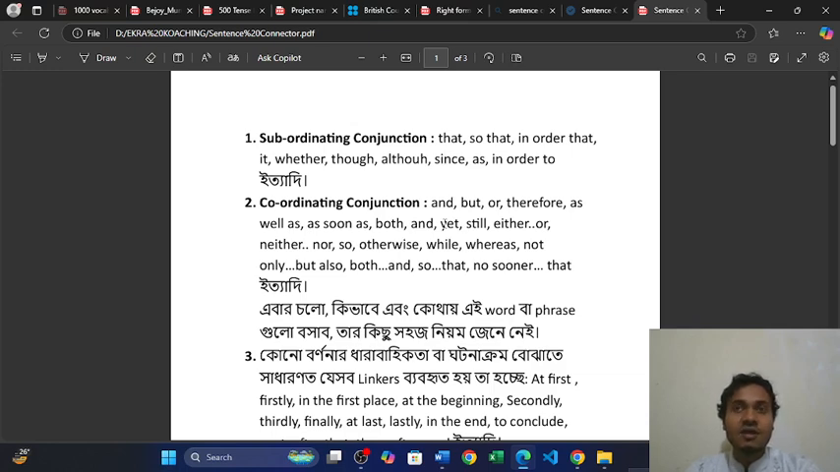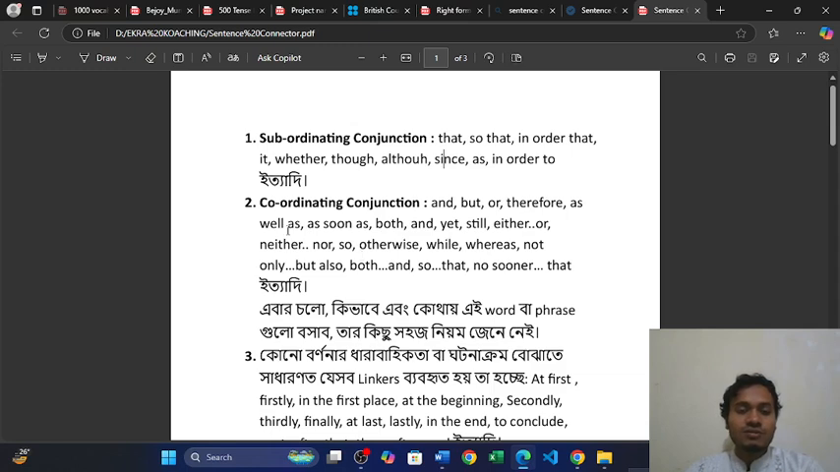So coordinating conjunction words are basically used to join different kinds of sentence parts or sentence structures, like two sentences can be joined by a coordinating conjunction: and, but, or, therefore, as well as, as soon as, both, and, yet, still, either, or, neither, nor, so, otherwise, while, whereas, not only, but also, no sooner had, etc. So these are all coordinating conjunction words. For example: I know the man, but he's not bad, therefore I like him, etc.